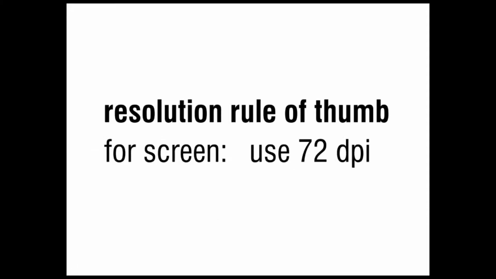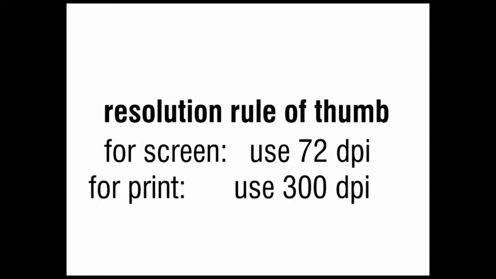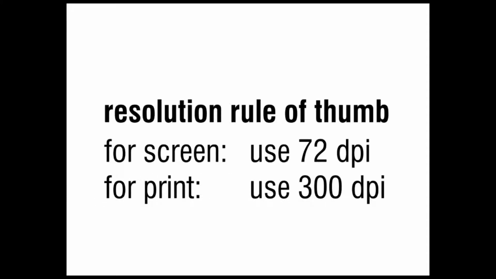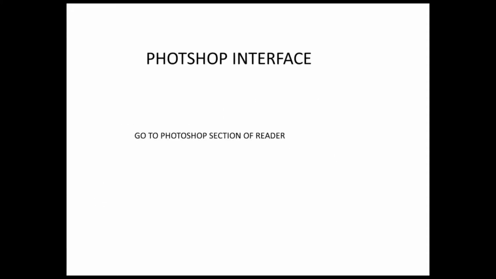As a rule of thumb, for screen, use a minimum of 72 DPI. So never print anything at a resolution of 72 dots per inch. And in Photoshop, the first thing I'll do is I'll show you how to set up a canvas and the dots per inch. For print, use 300 DPI. As a general rule, just stay with 300 DPI.